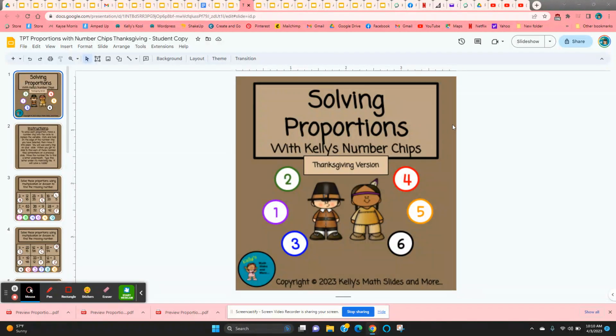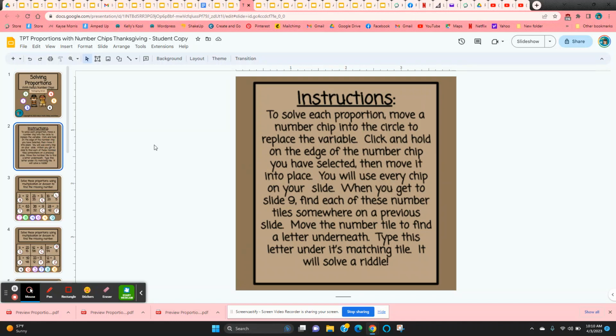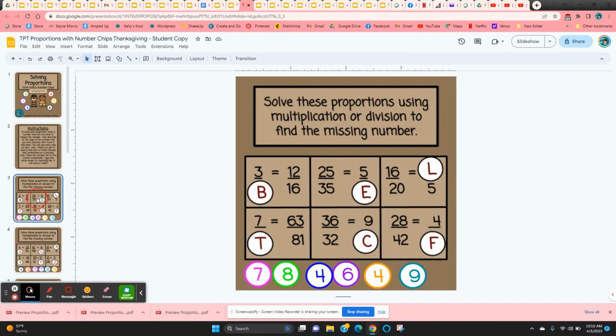Solving proportions with number chips. This is the Thanksgiving version. All of the instructions are on slide 2. Students are going to start on slide 3, and they're going to be moving these colorful number chips into the correct place to create a proportion.